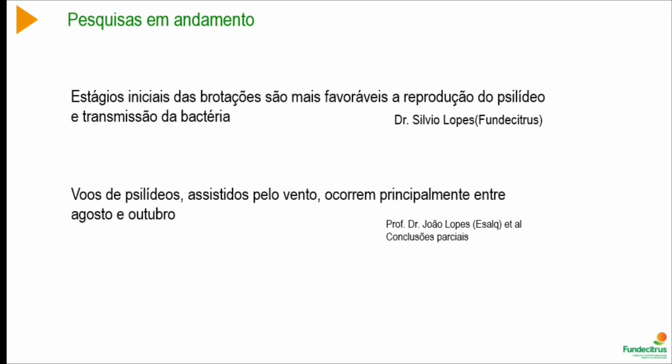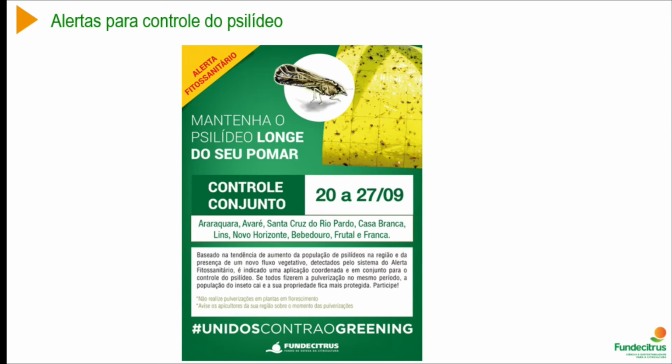Now, about shoots, these two surveys have been done by Silvio and João Lopes, and the initial stages of sprouting are more favorable to psyllid reproduction and bacteria transmission. Psyllid flight, helped by the wind, usually happens between August and October. So the second half of the year is when we have a higher population of psyllids, and it is a favorable time for those flights. So I think we should develop different controls for different areas and times of the year.